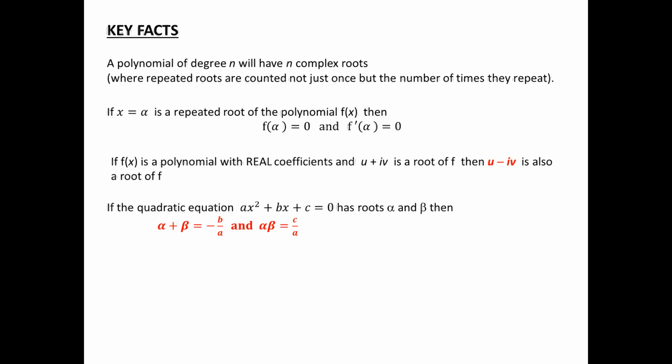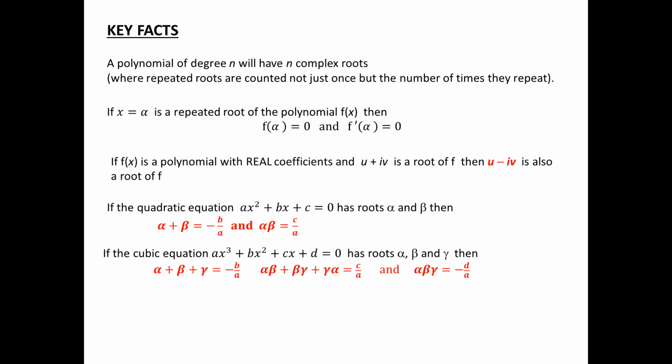For quadratic equations of the form ax squared plus bx plus c equals 0, if the roots are alpha and beta, then alpha plus beta must equal minus b over a, and alpha times beta must equal c upon a. Similarly, if we have a cubic equation ax cubed plus bx squared plus cx plus d equals 0, with roots alpha, beta and gamma, then alpha plus beta plus gamma equals minus b over a, alpha beta plus beta gamma plus gamma alpha must be c upon a, and alpha beta gamma multiplied together must equal minus d over a.